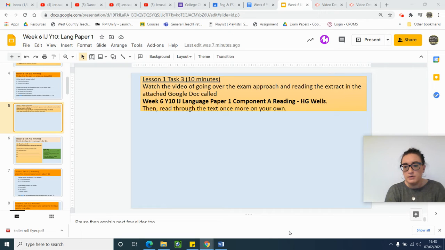Okay then, so what I'm going to do is go over the exam approach, what I would do when I open the question paper, and then I'm going to read it out loud to you, and then I'd expect you to pause the video at that point and do the things that I talk about doing to the question types, so bugging the question, highlighting key things in the question, and then I will go on in the video to explain the next few slides to you.